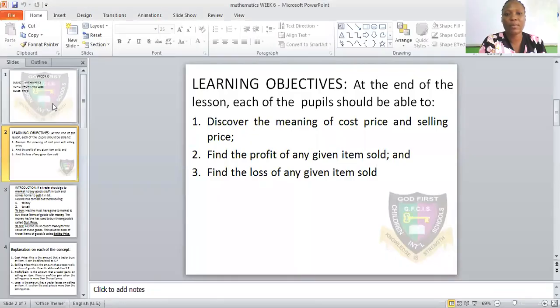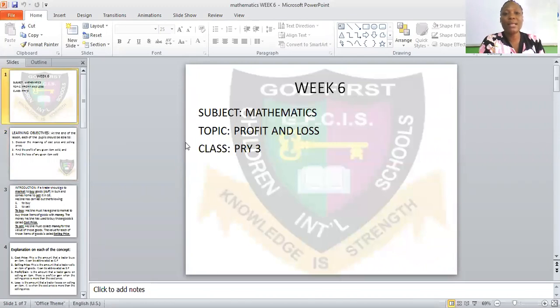The subject we have today is mathematics, and the topic is profit and loss. Let's do a recap of what we learned in our last class. Let's look at the points.